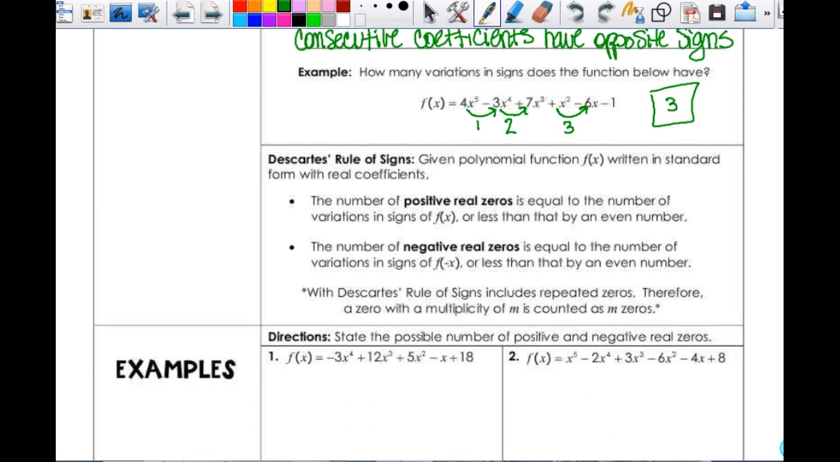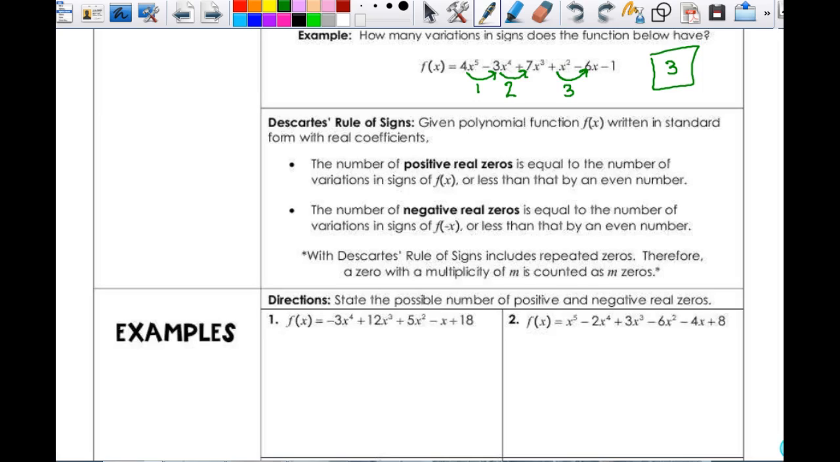Now, Descartes' rule of signs, here's what the rule actually says after you can figure out how to find the variations. Given the polynomial written in standard form with real coefficients, so we don't have any imaginary stuff yet, the number of positive real zeros is equal to the number of variations in f of x, or less than that by an even number. Okay, and I'll explain a little bit more what that means. And then the negative real zeros is equal to the number of variations in the signs of f of negative x, or less than that by an even number.